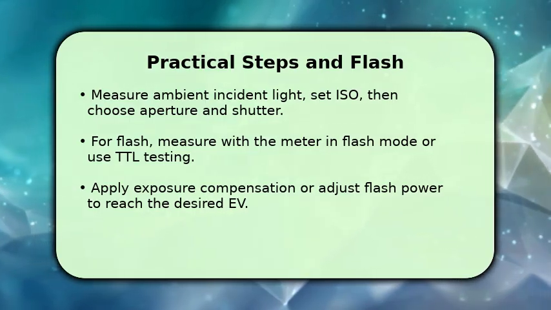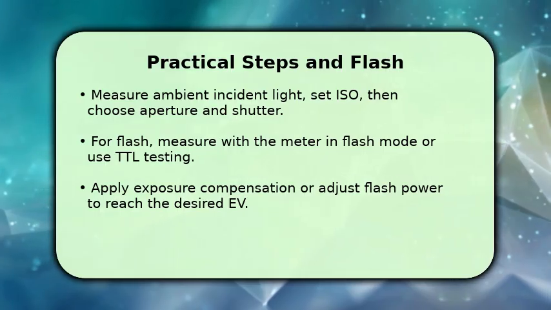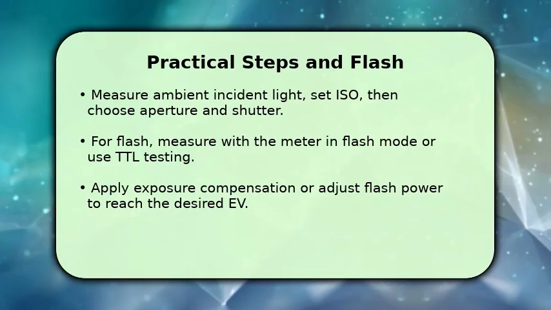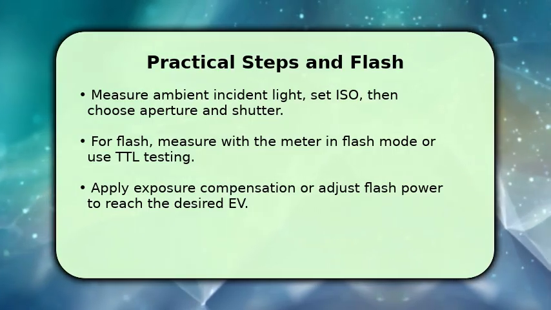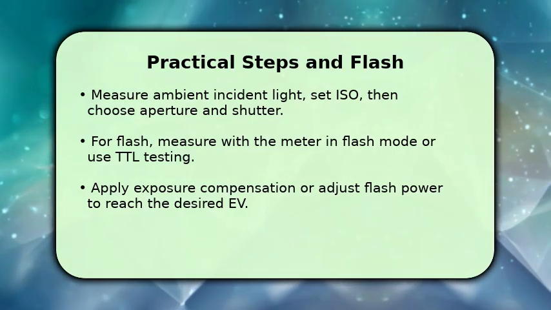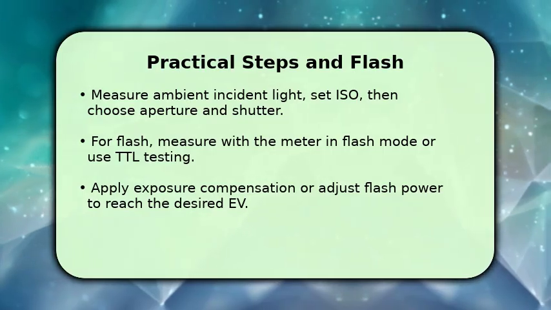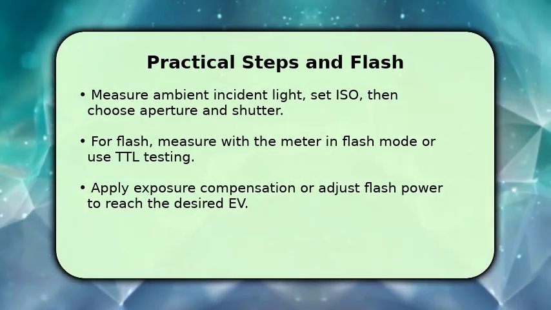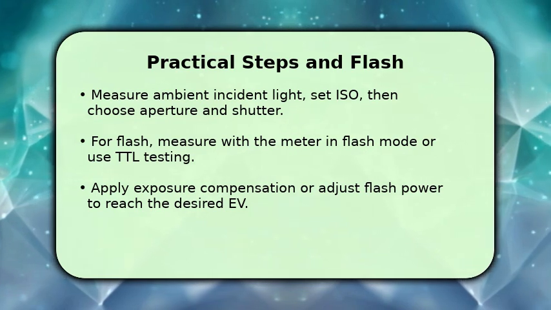For flash, switch the meter to flash mode and trigger the flash for a guide number reading. You can also use TTL for quick balancing and then verify with a handheld meter for accuracy. Apply exposure compensation or adjust flash power to reach the desired EV and protect highlights or shadows when necessary.